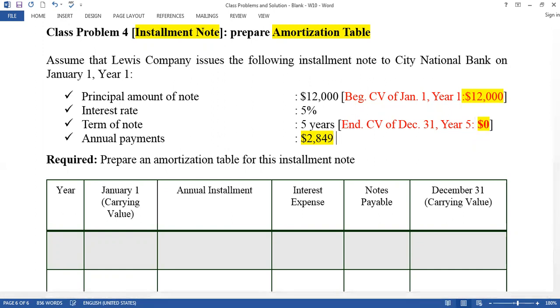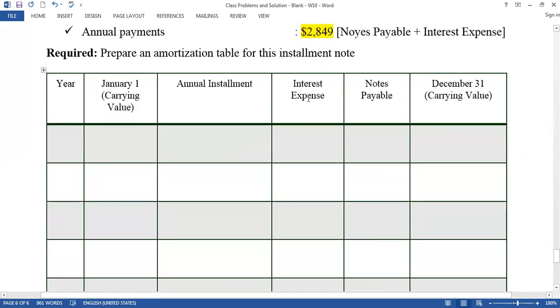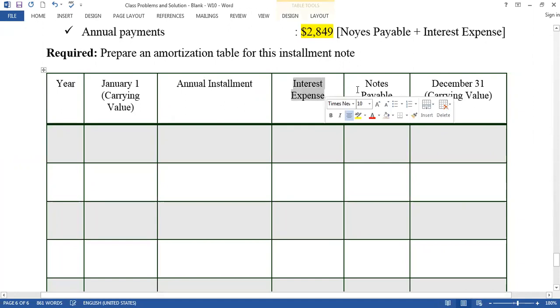Now the question is, every installment you paid, a total of $2,849, includes notes payable plus interest expense. Some part is interest expense and some part is notes payable, but we don't know which amount is which. So we have to prepare the amortization table to know this number. This is the interest expense and this is the notes payable.